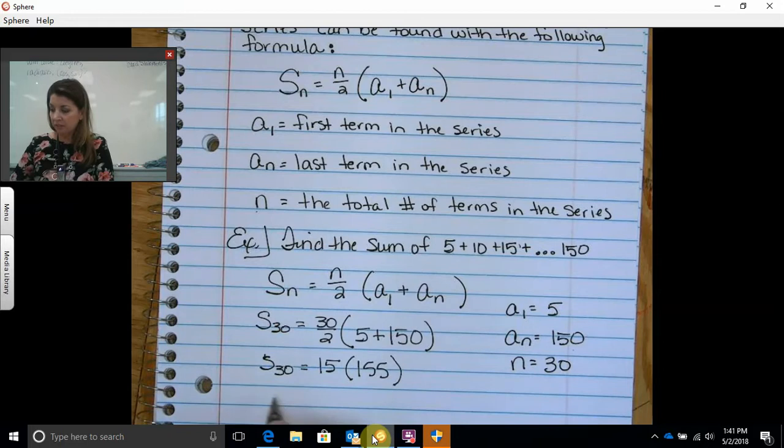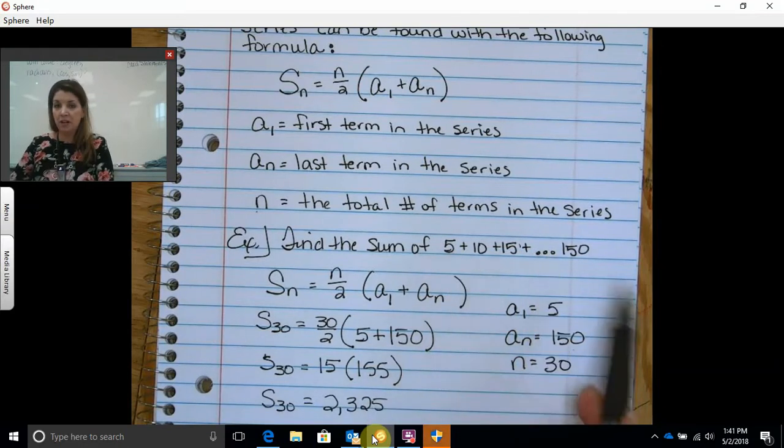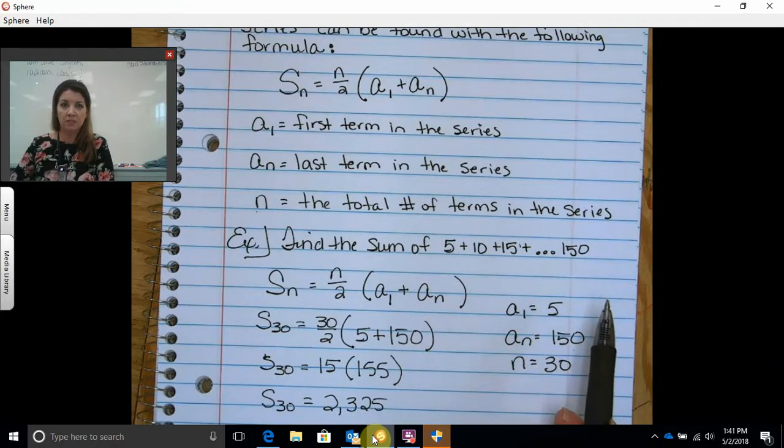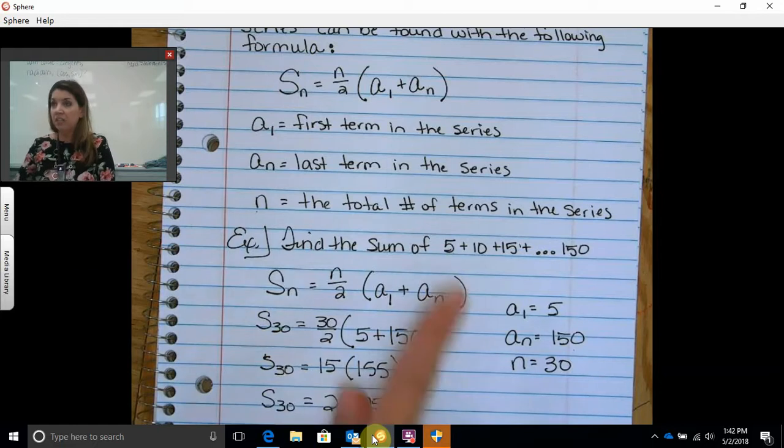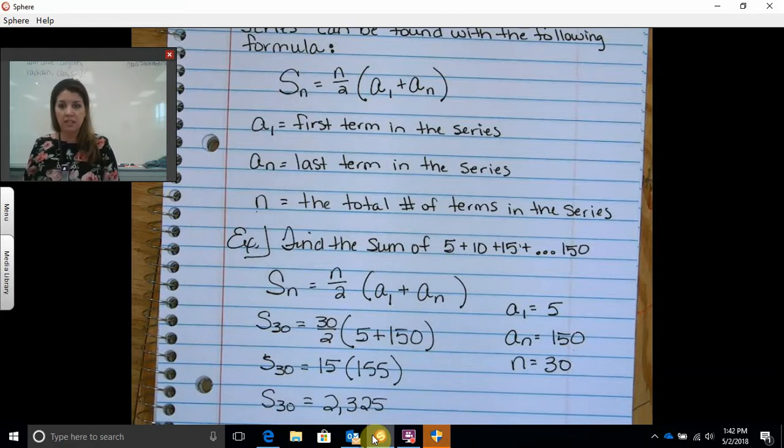Multiply those together. 5 times 155 is 2,325. So if we wrote these 30 terms out, 5, 10, 15, 20, 25, 30, 35, 40, 45, 50, 55, 60, 65, 70, 75, 80, all the way up to 150, and we added all those together, we would get 2,325. So that would take us quite a bit of time to do. Not a long time, but probably a lot faster to do this formula than to add all those up.